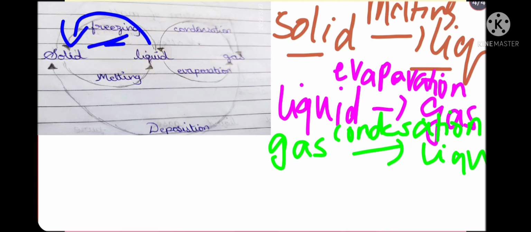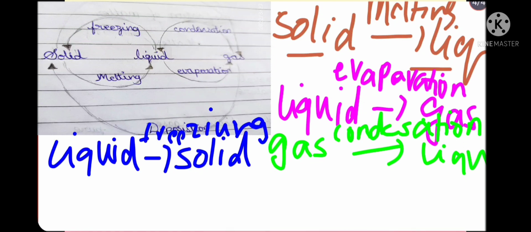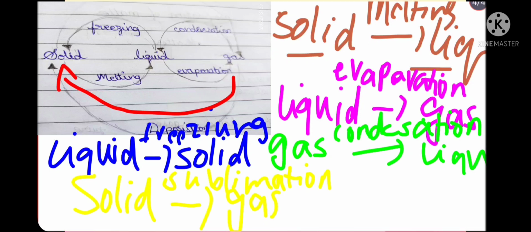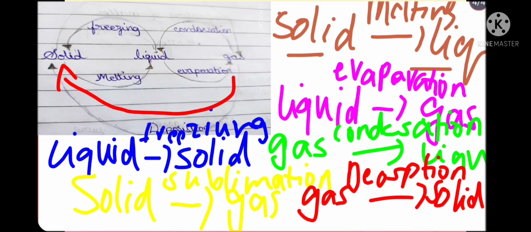So let's continue. The process of conversion of a solid directly into the gaseous state without changing into the liquid state is called sublimation. The process of conversion of a gaseous state directly into the solid state without changing into the liquid state is called deposition. The best example is dry ice. So now we have seen the changes in the state.